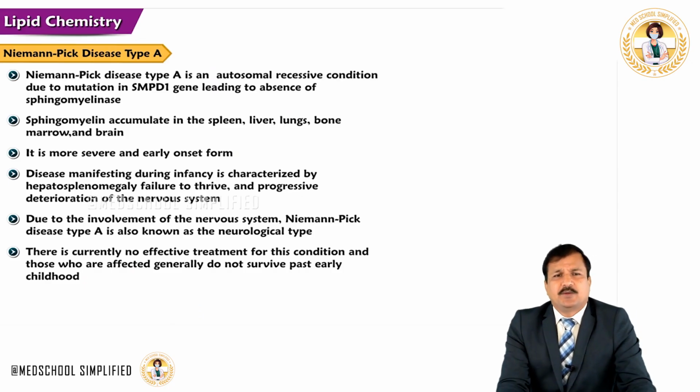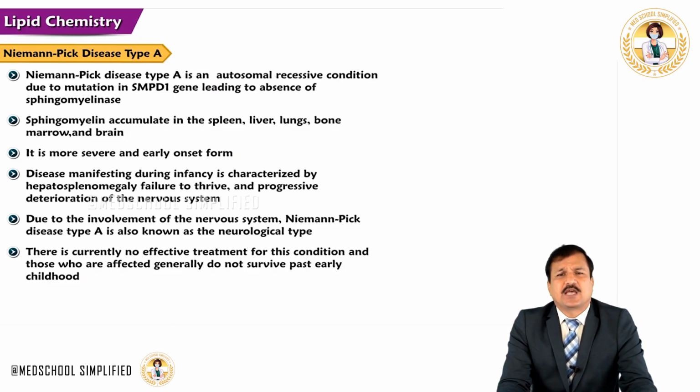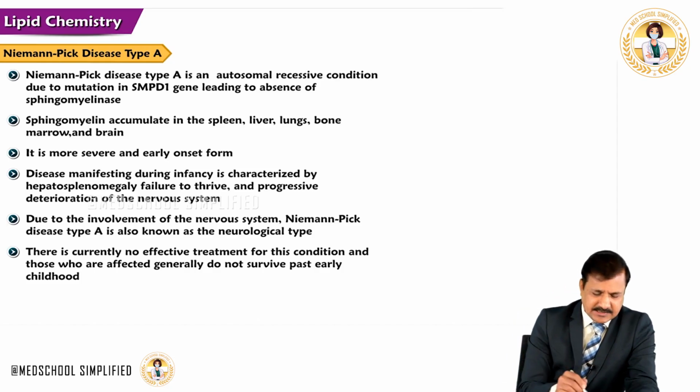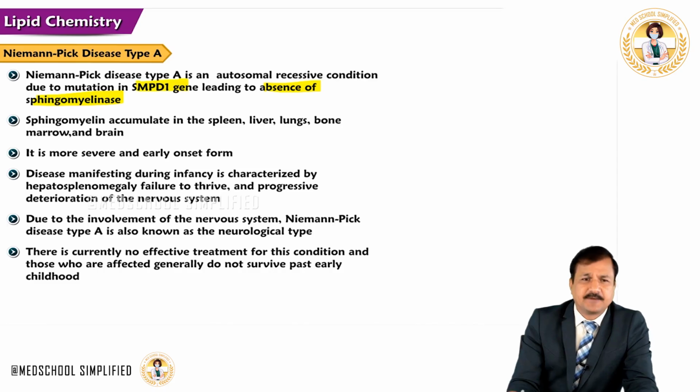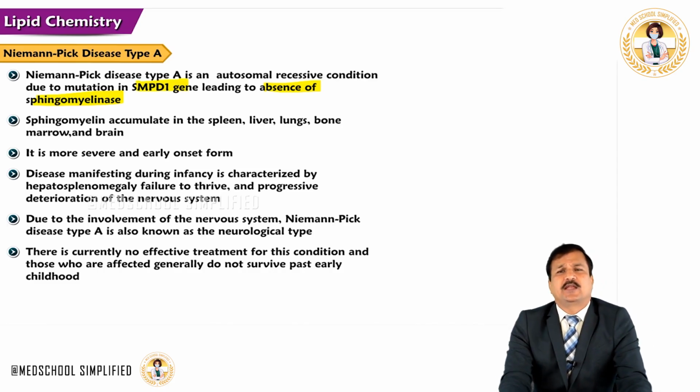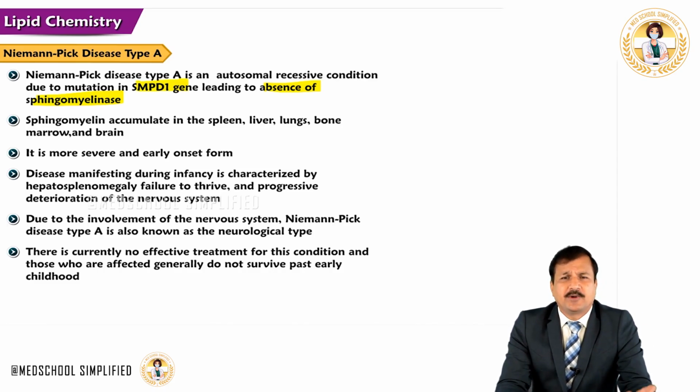Now coming to Niemann-Pick disease. Niemann-Pick disease can be divided into type A and type B. Let's look at type A first. Niemann-Pick disease type A is an autosomal recessive condition because of mutation in the SMPD1 gene that leads to absence of sphingomyelinase enzyme. Note that the sphingomyelinase enzyme degrades sphingomyelin in the neuronal tissue into ceramide and phosphocholine.